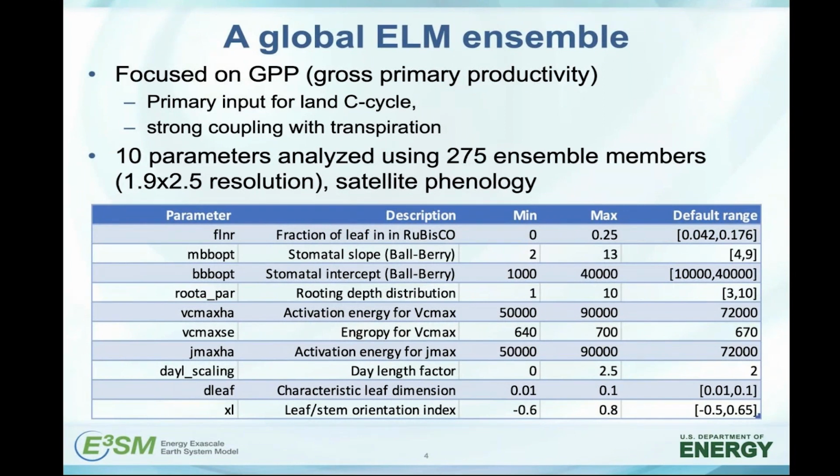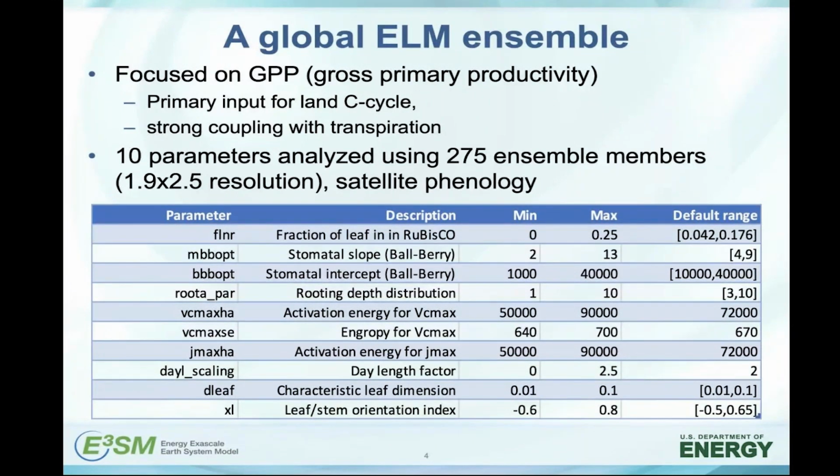So with the biogeochemistry turned off in this case, but the model still predicts GPP and energy fluxes in that configuration. And so these parameters are primarily focused on things that control photosynthesis, for example, the fraction of leaf nitrogen in rubisco being one of the most important parameters for that, but also parameters that control stomatal conductance, parameters that control the shape and orientation of leaves, and rooting depth, among other things, and temperature sensitivity types of parameters.